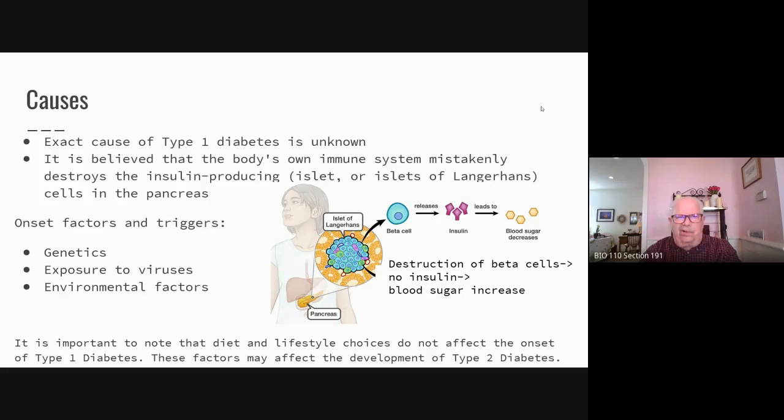There are factors involved in the causes. Genetics is the big one. If you have diabetes in your family, you have a very high chance of getting diabetes. Also, exposure to viruses and some environmental factors. It is important to note that diet and lifestyle choices do not affect the onset of type 1 diabetes, but they may affect the development of type 2 diabetes.